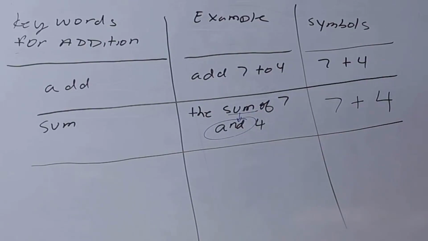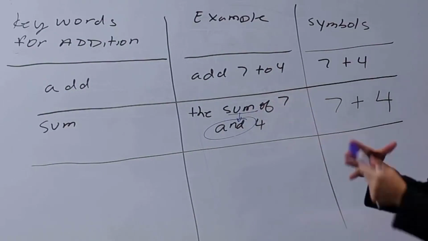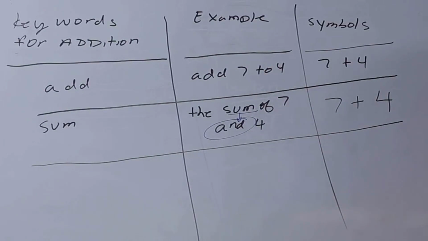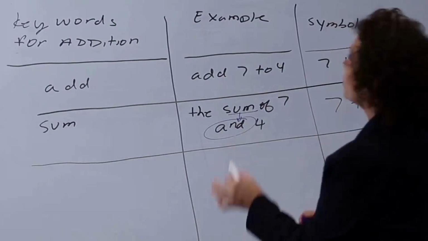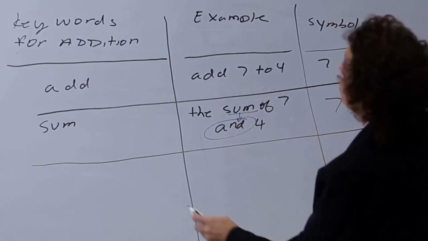Okay, because you're going to get other keywords that do not mean addition. They may mean division, they may mean multiplication, and the and will be there and it will tell you where to put that symbol. So don't confuse the and with a plus. It does not mean plus.